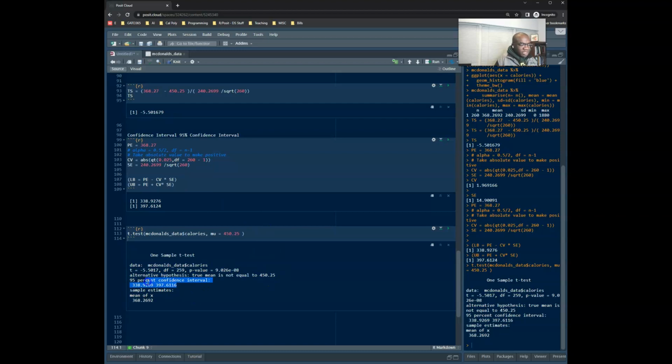Then we have a 95% confidence interval as well, which is what we got here, 338.927 and 397.61. Okay, and that's the mean. So that's pretty much it for one population means.